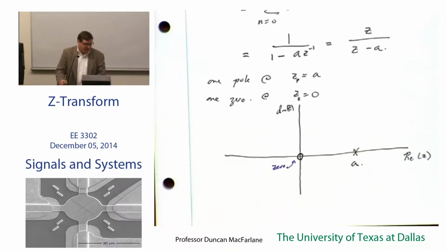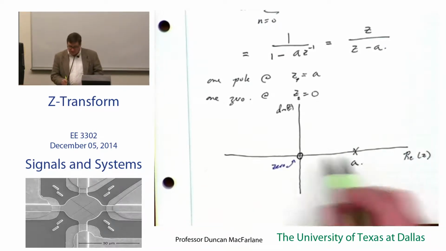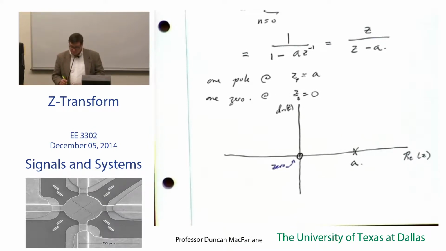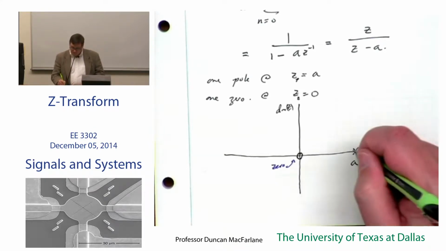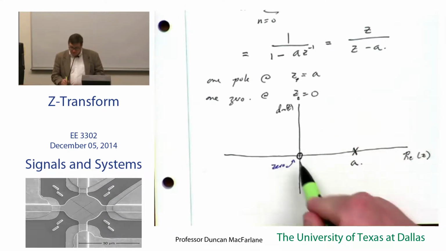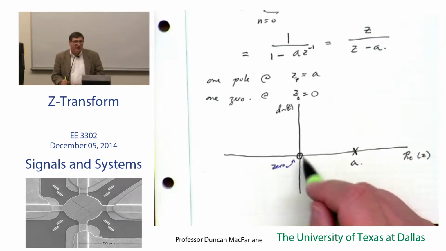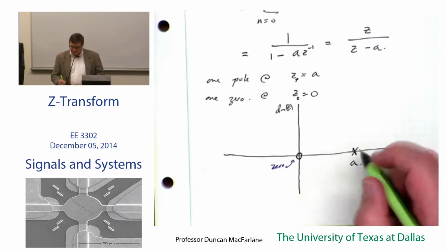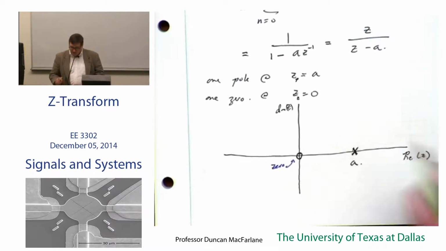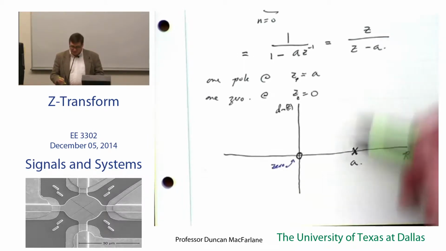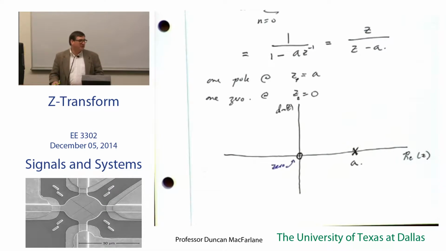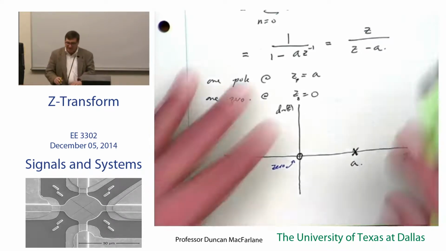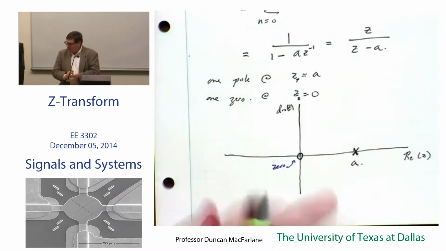So just notice that on a pole-zero plot, zeros are represented by a zero or a circle, and the resonance or the singularity is represented by an x. Okay, and so this is one of the simplest pole-zero plots you can imagine. But that's our starting point. That's our first building block.